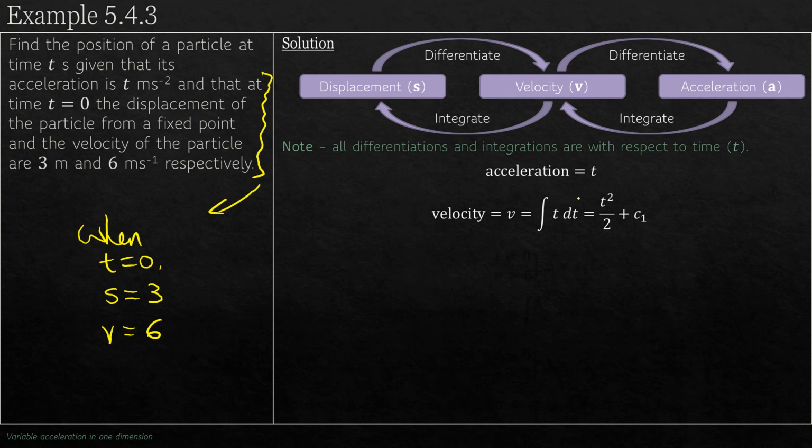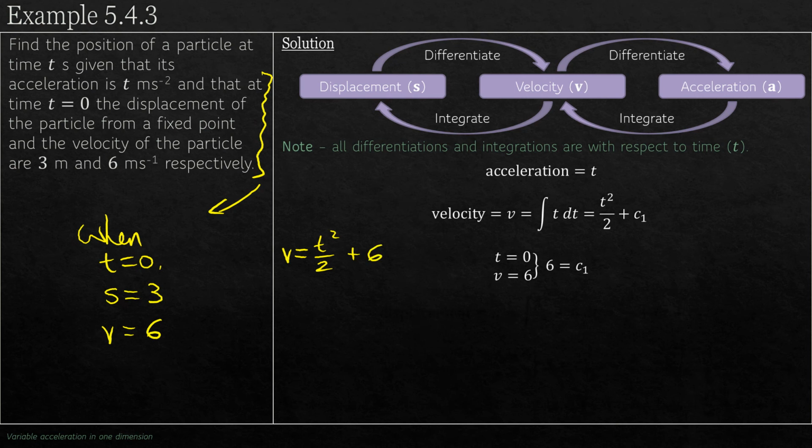We need something that ties together t and v, and we've got it over here. When t is nothing, v is 6. Sub those in, and we get C1 is 6. So now we know the velocity in terms of time. So now we know the velocity is a half t squared plus C1, and C1 is 6.